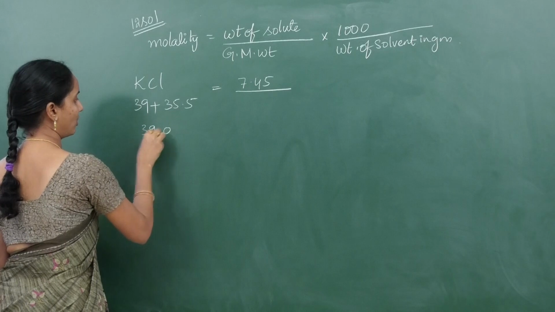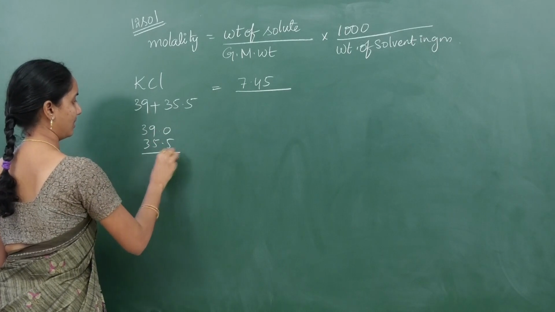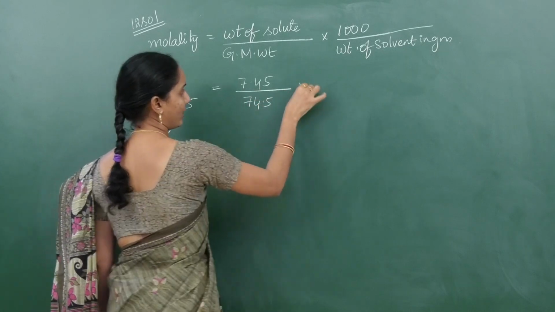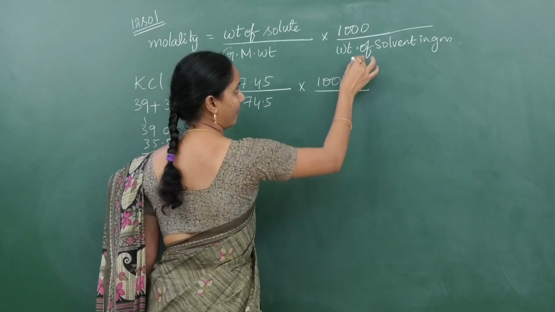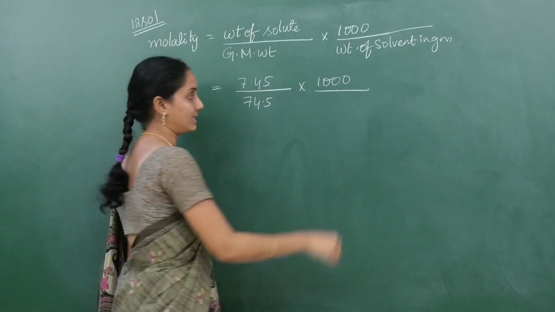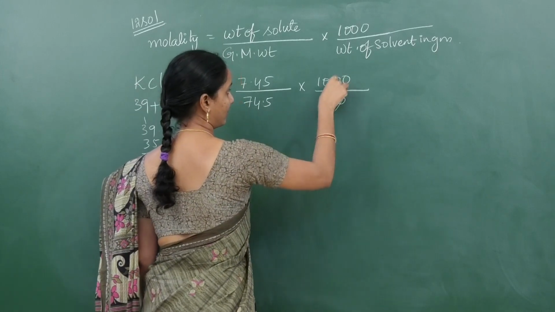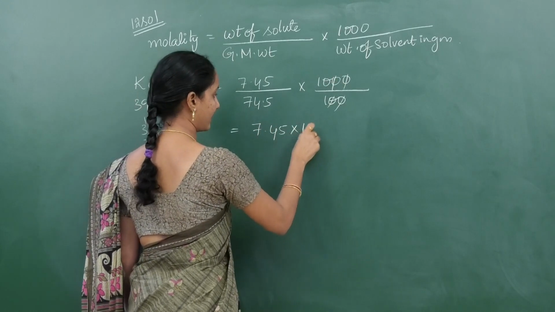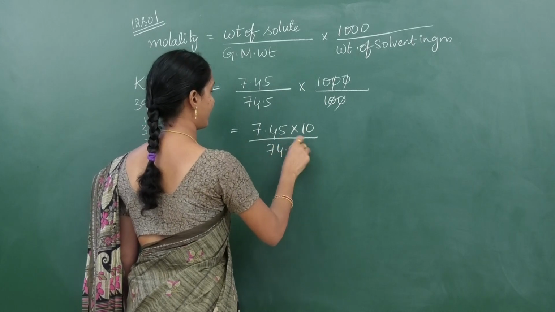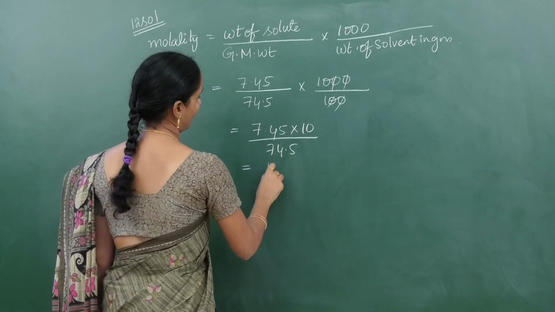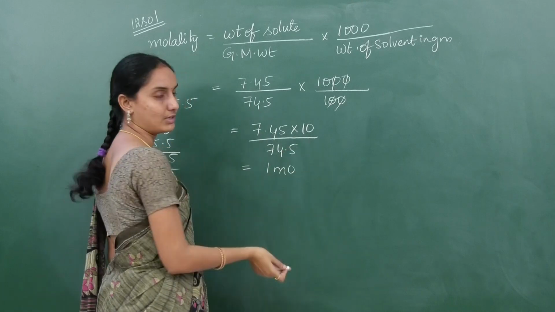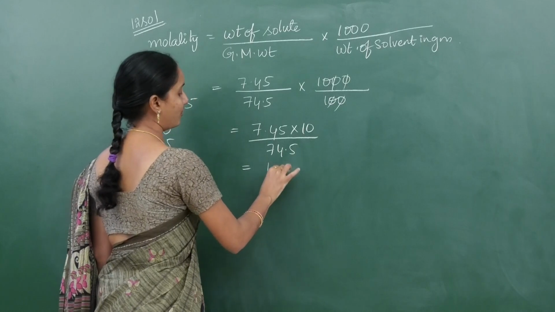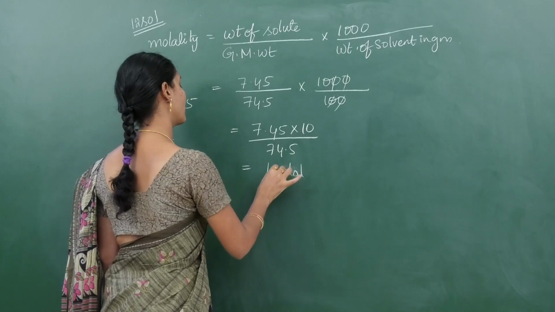So if you add these both, 74.5 we will get. 74.5 into 1000 by weight of solvent is given in grams, that is 100. So these both get cancelled. 7.45 into 10 divided by 74.5. So this is equal to 1, children, because 7.45 into 10, 74.5 it is. So divided by 74.5, so 1 molal solution it is.